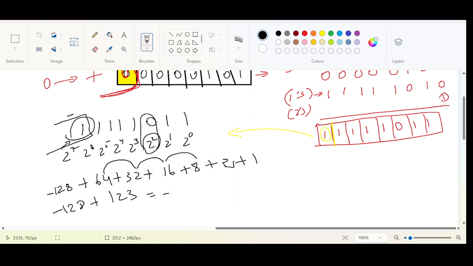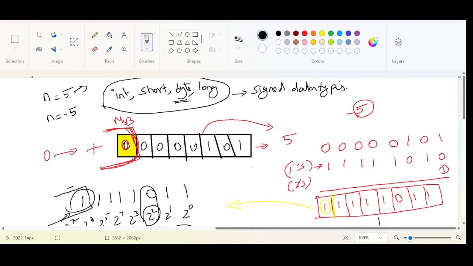After the conversion, you will get what? Minus 1. Making sense? Can we say that this is equal to minus 5? How is it minus 5? Why is this conclusion there? Because of this 2's complement.